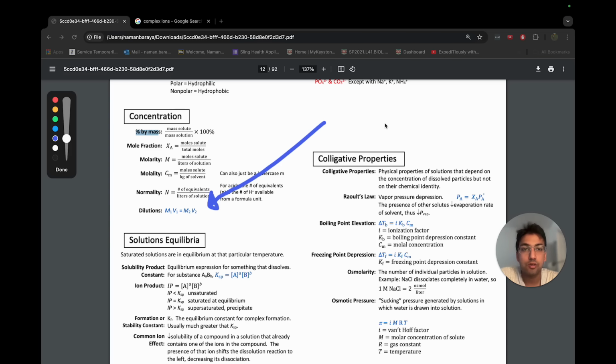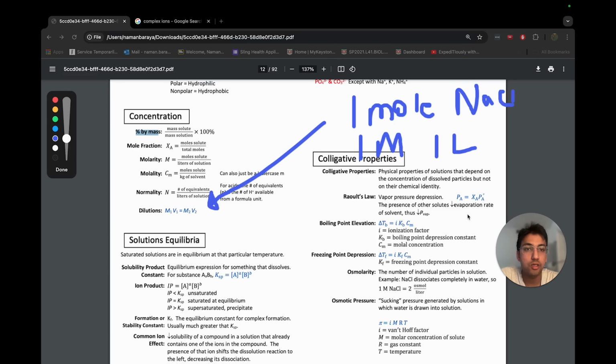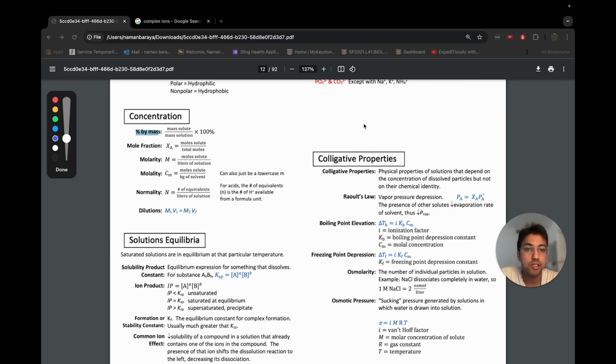So basically, if I told you I have 1 mole of NaCl in 1 liter of solution, that means it's 1 molar. Now let's say I want to dilute this so that it's 0.5 molar. How much water do I need to make this 1 molar solution into 0.5 molar? Well, that's when I just use this equation.